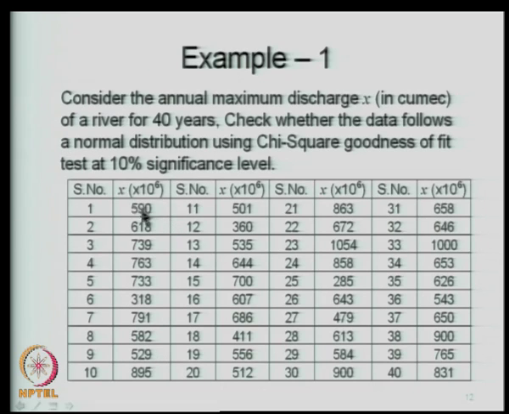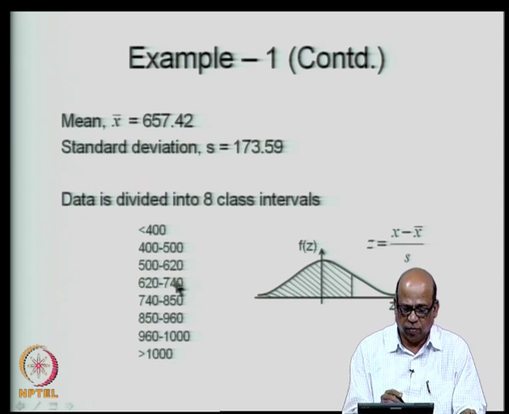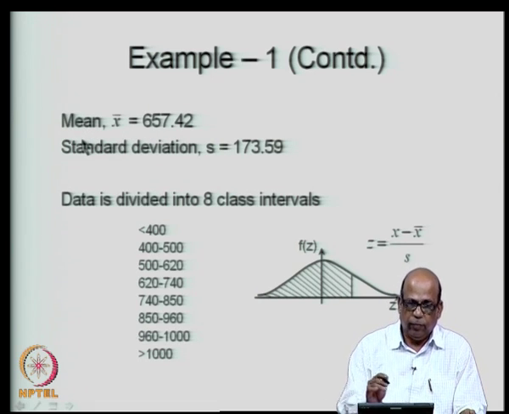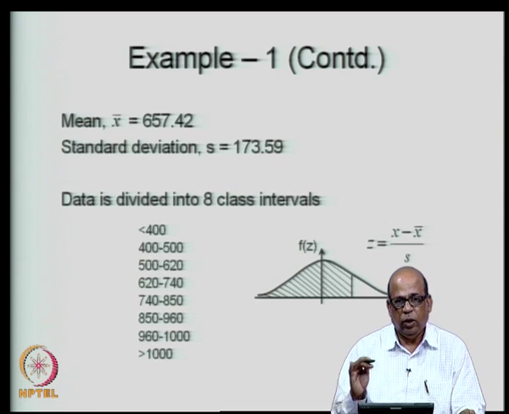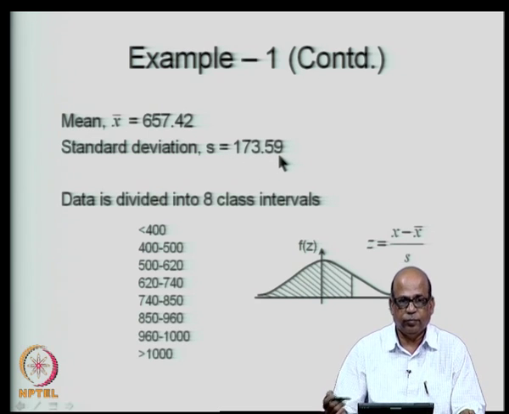Look at the actual range of values and then using your judgment, we will say that less than 400 we call class number 1, 400 to 500, 500 to 620, 620 to 740, etc. As you can see, they do not have the same length. Because we are talking about normal distribution, we also estimate the parameters of the normal distribution from the sample. These are the sample estimates: X bar is 657.42 and standard deviation S is 173.59.